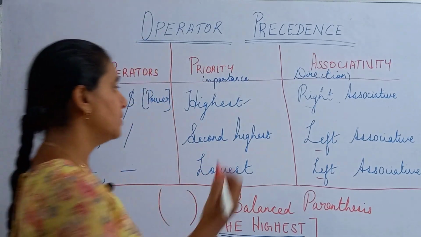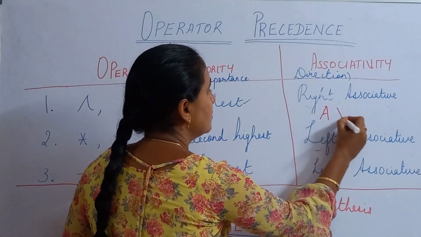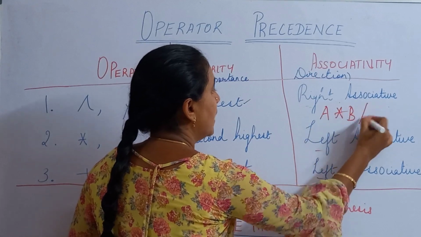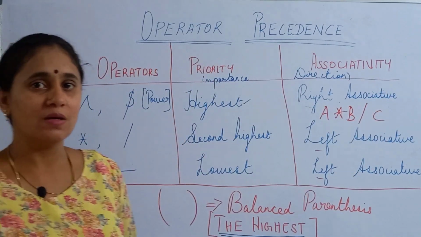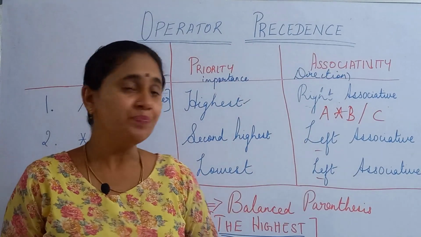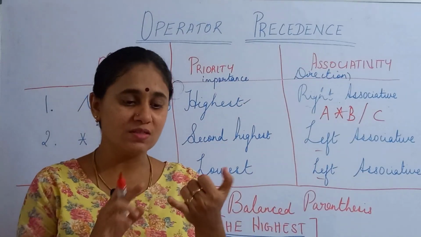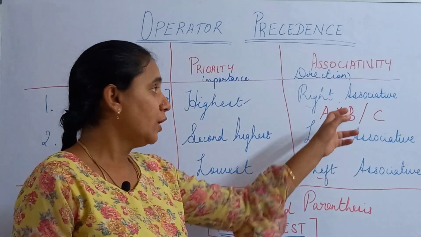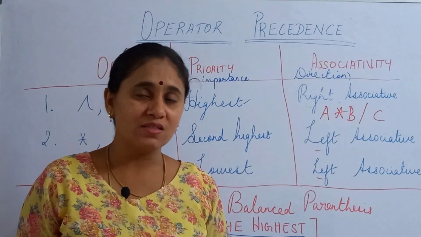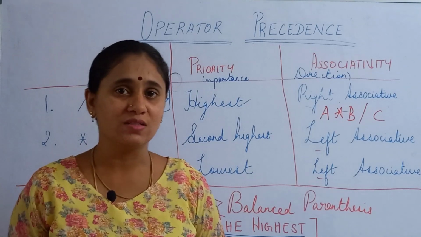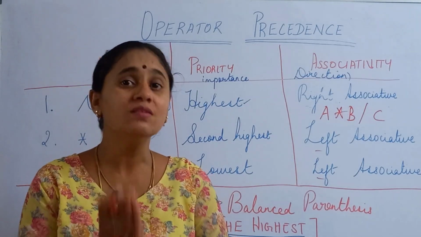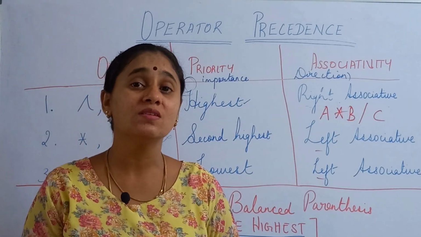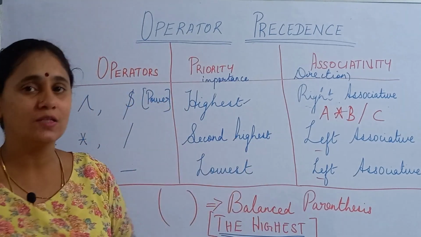Now, for example, let me write an example. A star B slash C. So this is an example. In this expression, we are using two operators, that is star, the asterisk, and the slash operator, right? So can you tell me what is the priority for asterisk and what is the priority for slash? Both have the same priority. What is that priority? That is the second highest priority.